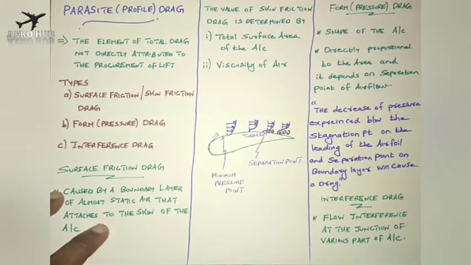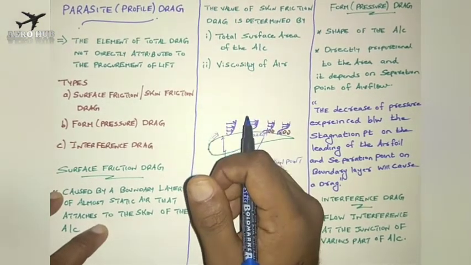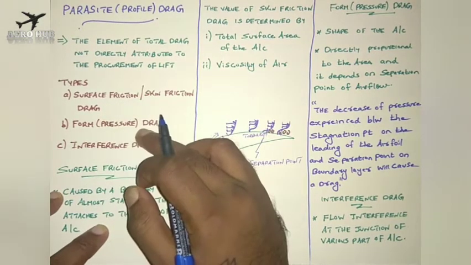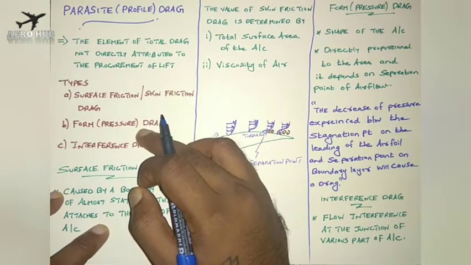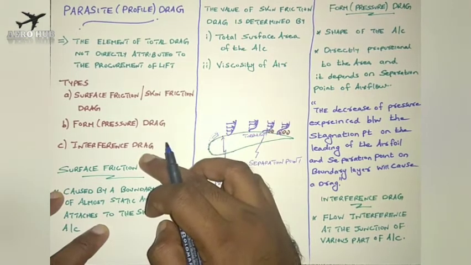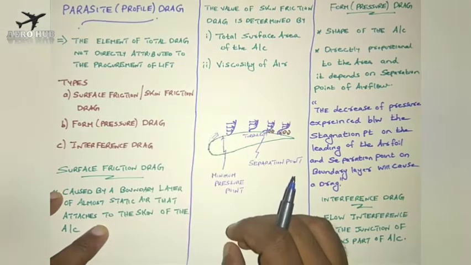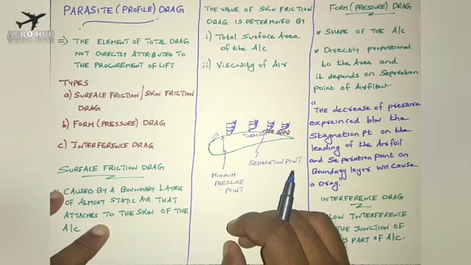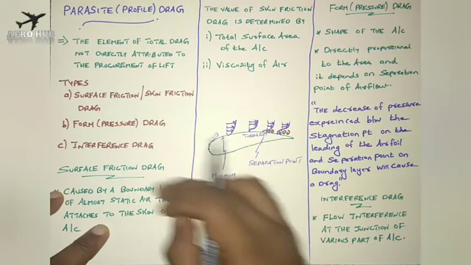Okay, and this parasite drag has different types. First one is called skin friction drag, second one is called form drag or pressure drag, and third one is called interference drag. I repeat, there are three types of profile drag. First one is surface friction or skin friction drag, second one is called form or pressure drag, and the last one is called interference drag. We will see each of these types now.